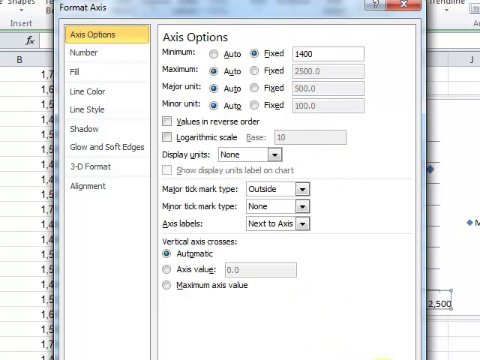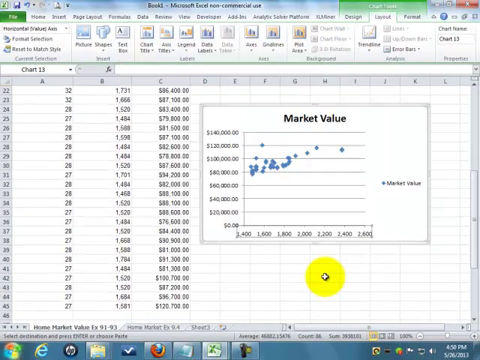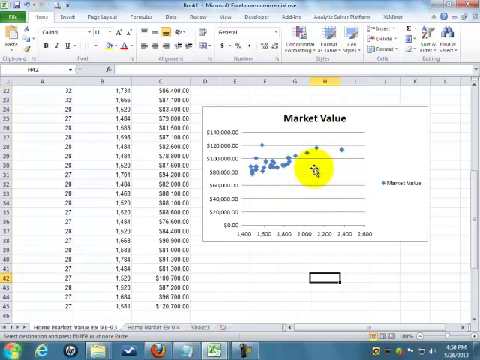And let's have it in increments of 200 rather than 500. So this is how we're able to see the data a little bit better and clearer. Okay, so that clears it up a little bit.